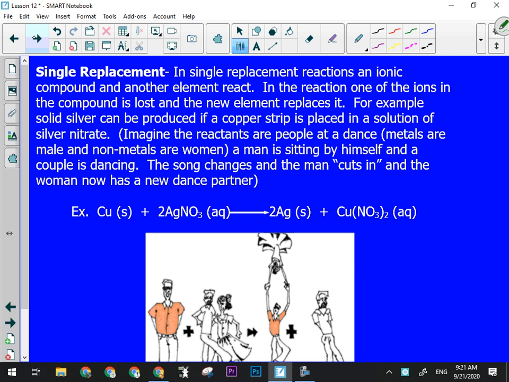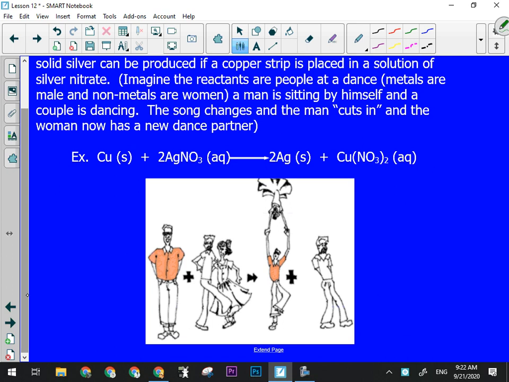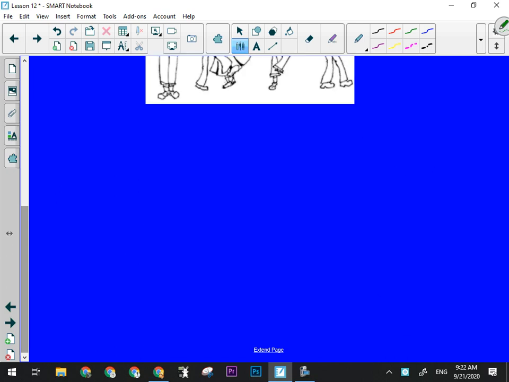So as you can see, the metal, copper, replaced the metal that was in this compound. And that's what happens in a replacement reaction. The element that's by itself replaces whatever part of the ionic compound it's like. So metal replaces metal in this reaction. I could also have a single replacement reaction where this happens.